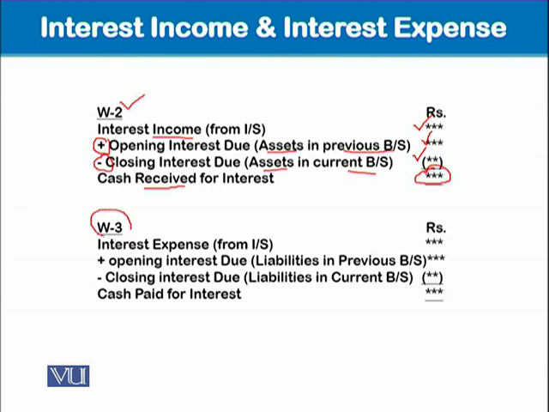Then working 3, which is about interest expense paid. Okay, so when we say interest expense paid, it is in fact the figure that is coming from the income statement. Again, opening interest due, which was a liability in the previous year's balance sheet, and closing expense due will be adjusted, which is in fact a liability in our current year balance sheet. So once again, this is in the reverse order of what we did in working out the interest expense under accrual basis. Now we are working out cash paid for this interest, so working from interest expense towards the cash paid figure. Okay, so this is the amount of cash paid that will appear in the statement of cash flows.